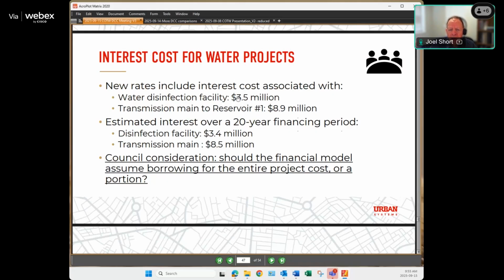When you look at the interest costs, this probably isn't entirely surprising to some people who deal with longer term financing, but the interest costs as much as the project, or the amount that you're borrowing. Over a 20-year financing period, the disinfection facility interest is $3.4 million. That's the interest amount on the $3.5 million loan. And for the transmission main, it's $8.5 million on borrowing $8.9 million. So we've added that interest cost. The interest cost basically doubles the amount for what you're borrowing. So there is a council consideration.